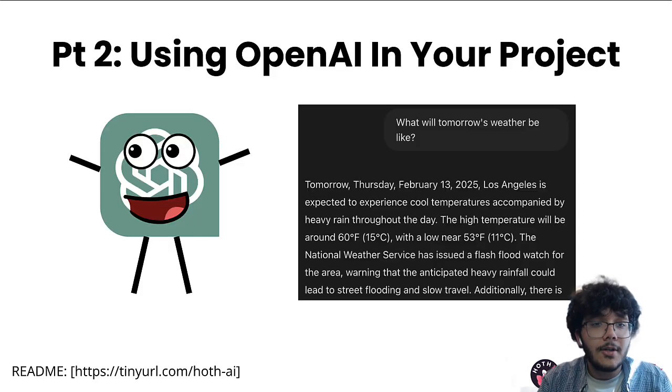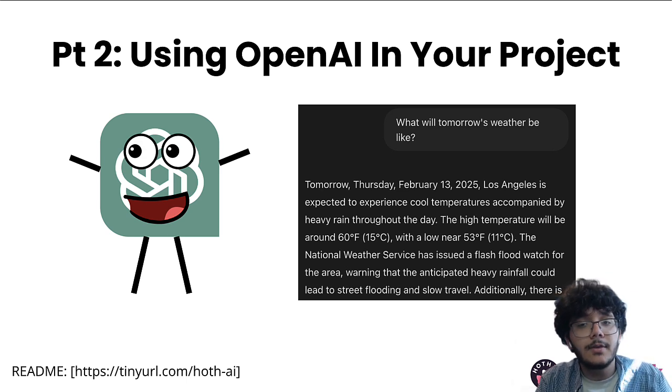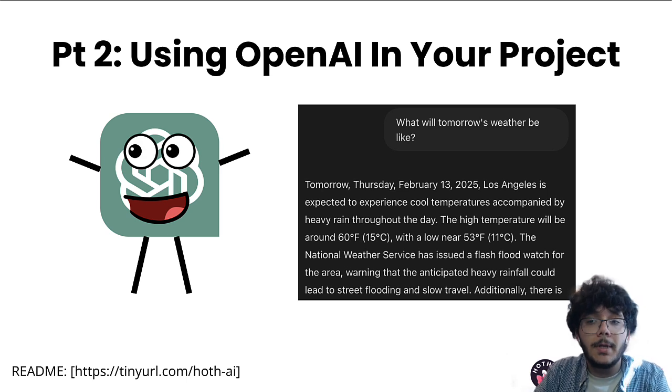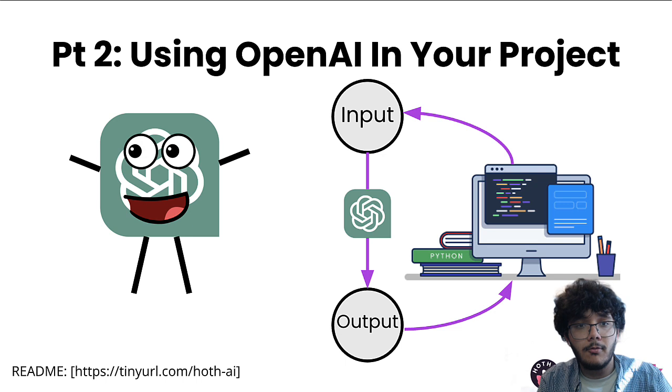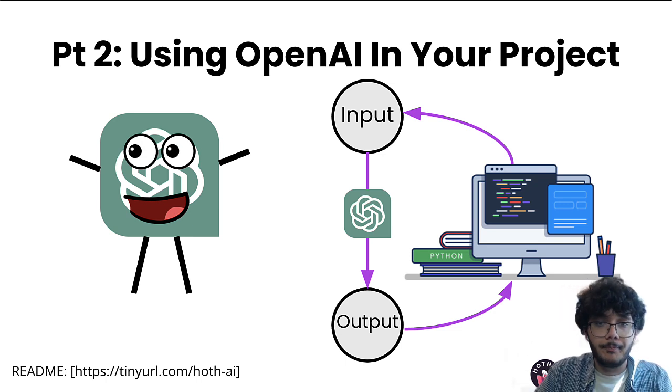Okay, now that you have a good understanding of how ChatGPT works, let me show you how to use OpenAI in your project by implementing ChatGPT. But first, you might be thinking, how would I use ChatGPT if it's essentially just a chat box that answers questions? Well, we're going to be using the OpenAI API, which basically allows us to take text from our program, run it through ChatGPT, and then use the output back in the program itself.